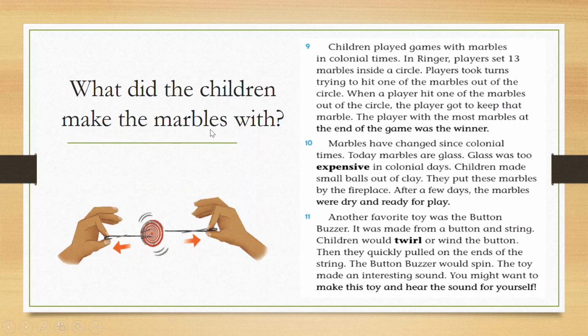Then we have children playing games with marbles. In colonial times, children played marbles inside a circle. Players took turns trying to hit one of the marbles out of the circle. When a player hit one of the marbles out of the circle, the player got to keep that marble. The player with the most marbles at the end of the game was the winner.